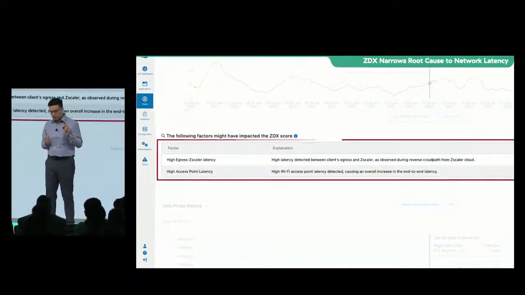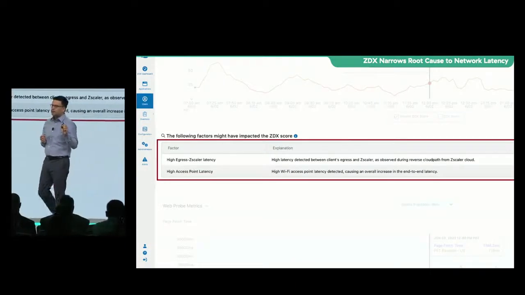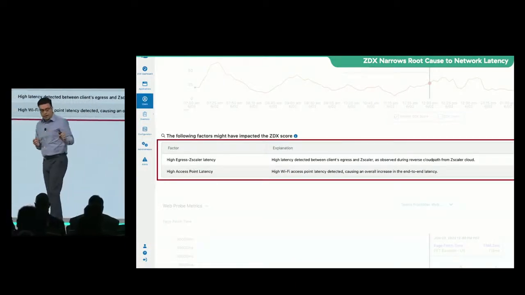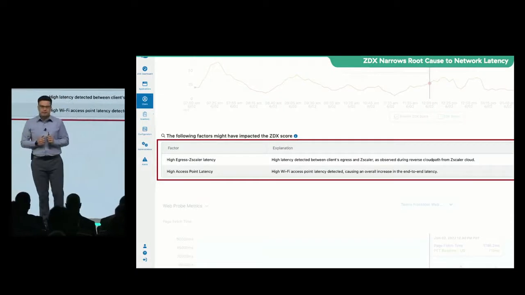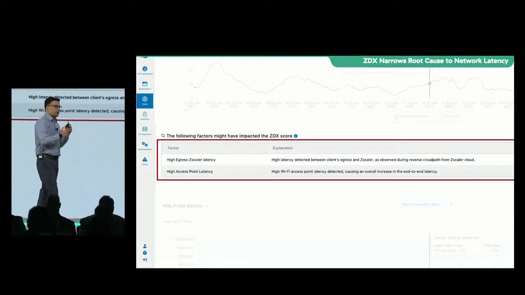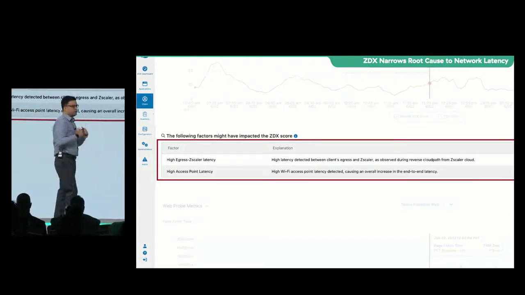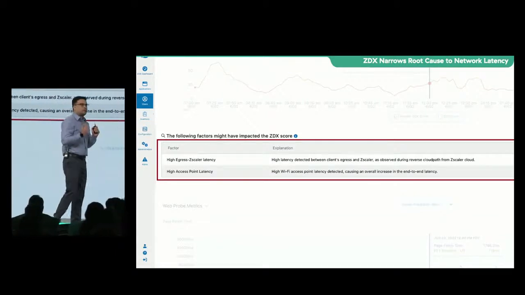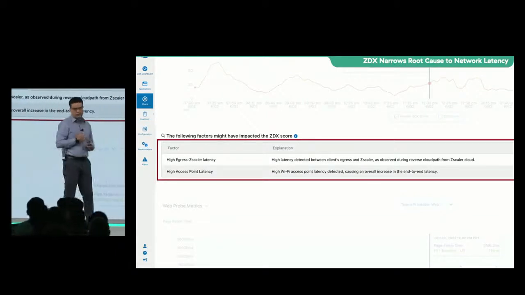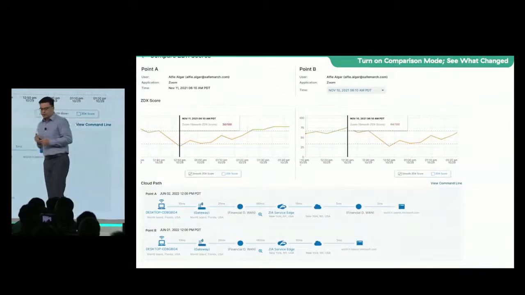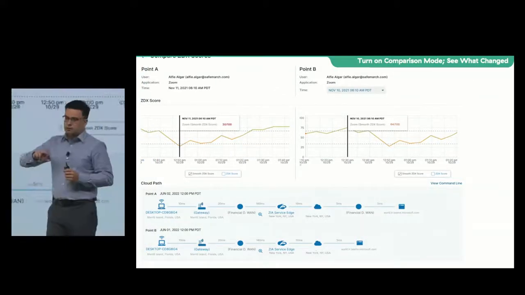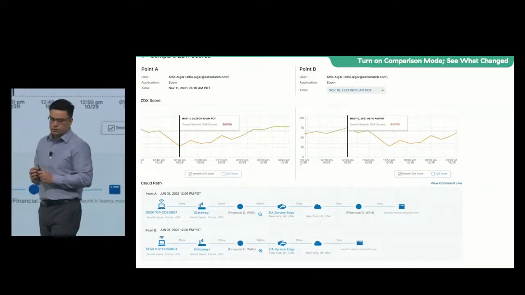It will just give you the full context: it was a high egress latency to Zscaler, and there was high access point latency. So based on that, you can create automated workflows and route the ticket to the right people, so it brings down mean time to detection and mean time to resolution for you. Not only that, you can also turn on the comparison mode that we're going to introduce pretty soon.